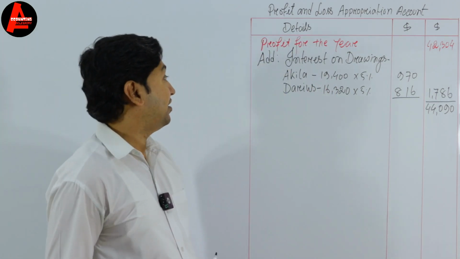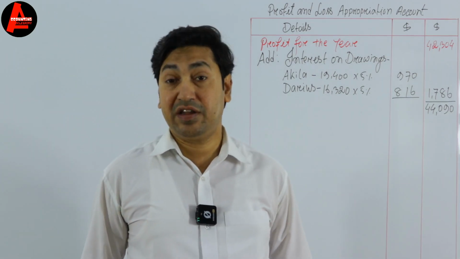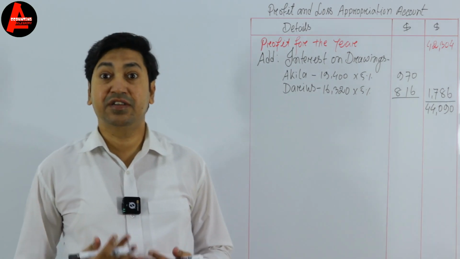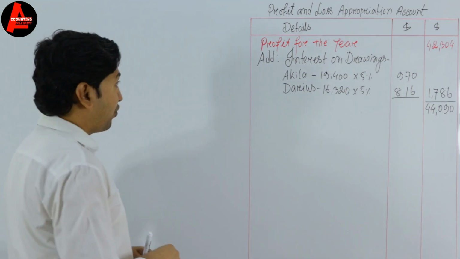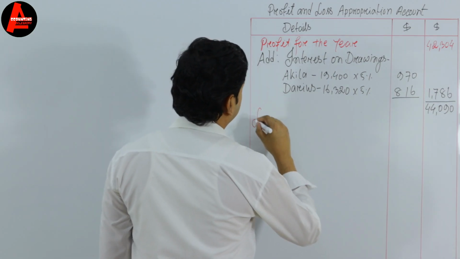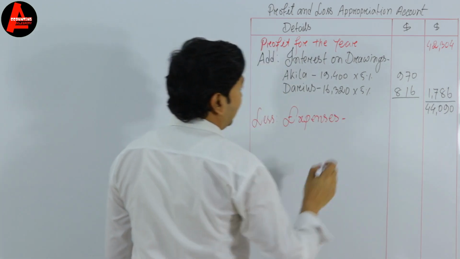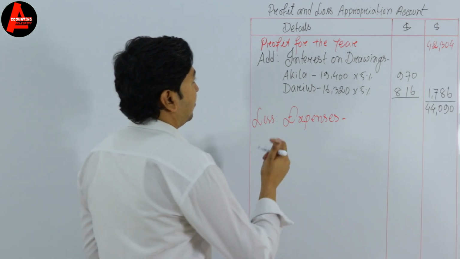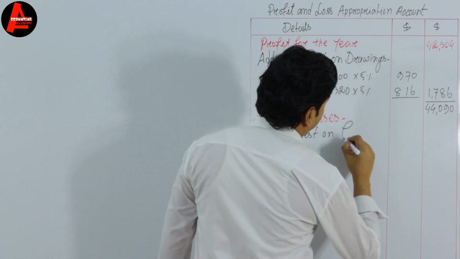Now we have expenses: interest on capital and the salary of one partner. These two are expenses, so they must be subtracted. So we will write here less, or minus, whatever you prefer, expenses. First of all we have interest on capital, so let us write interest on capital.